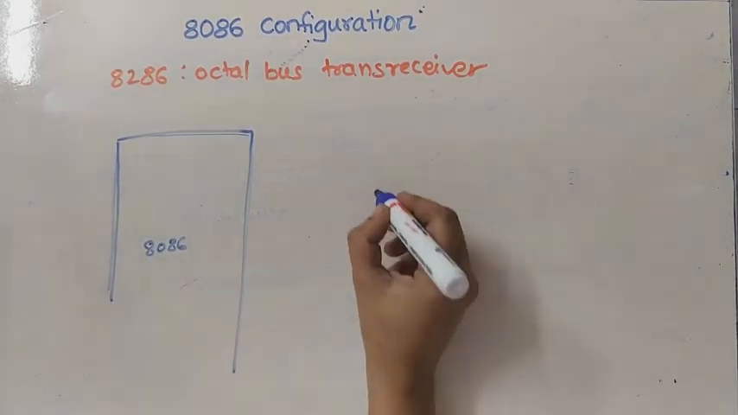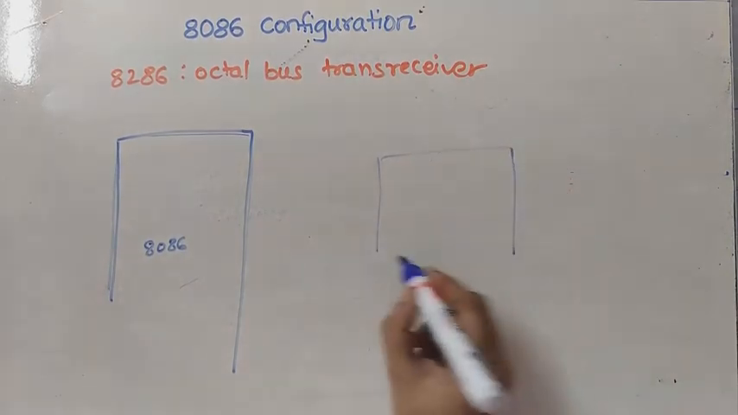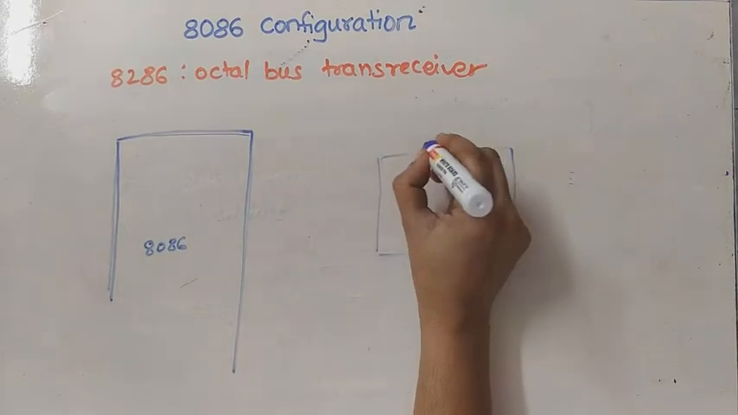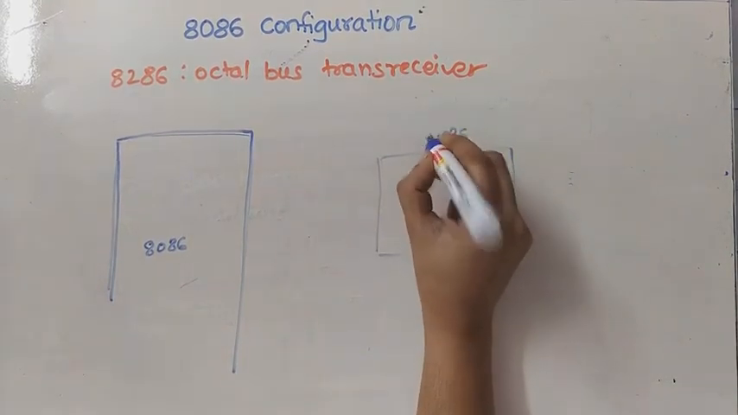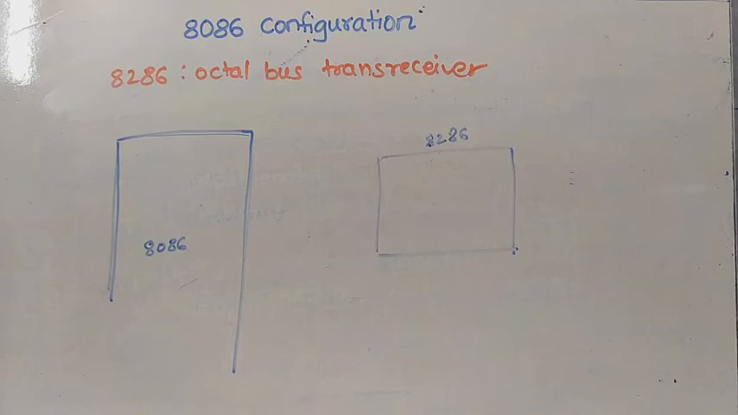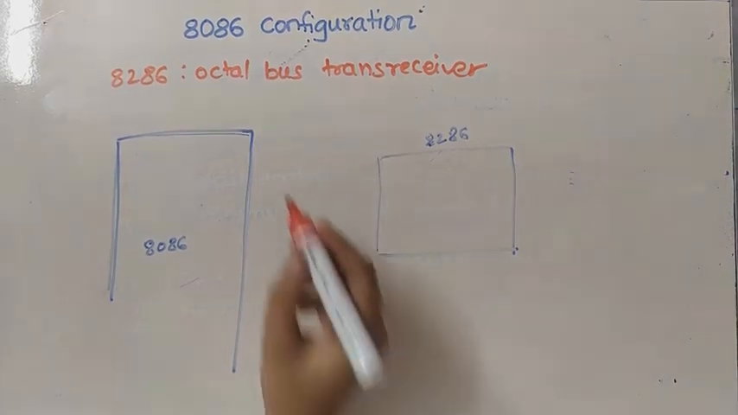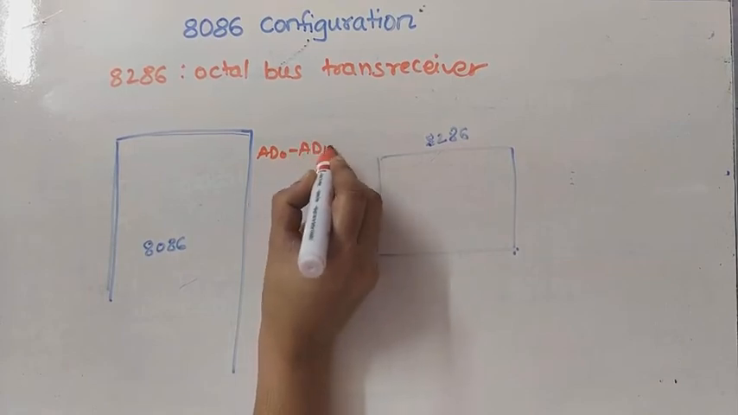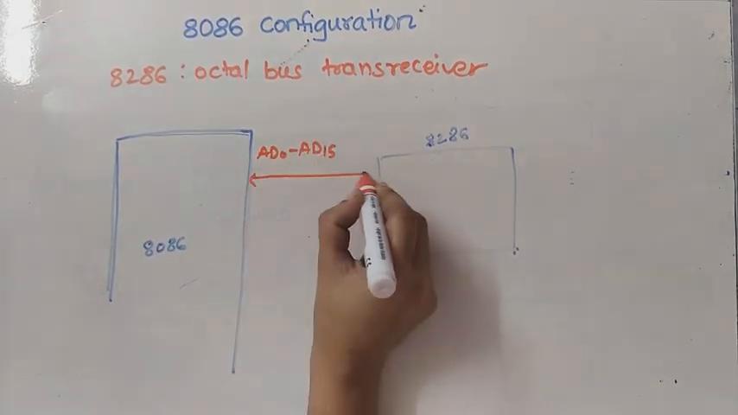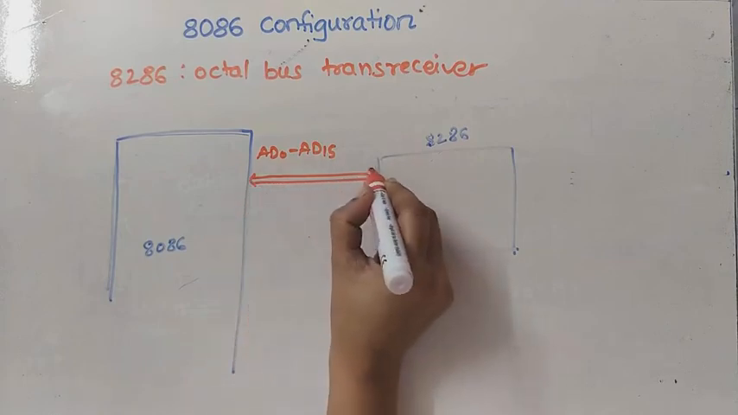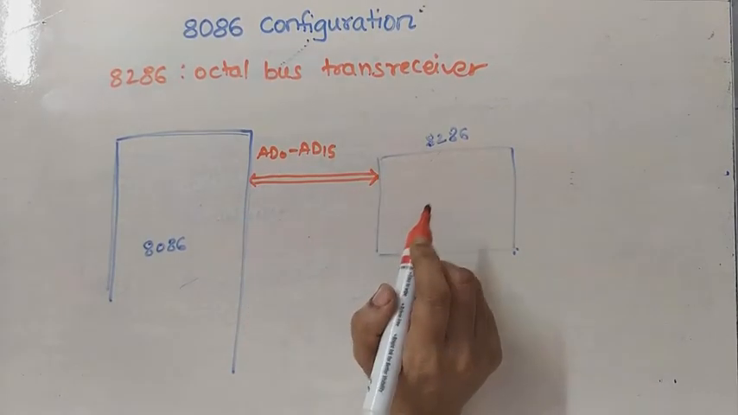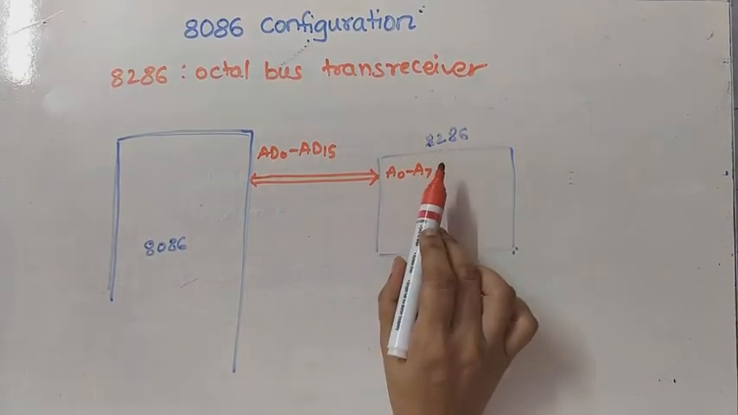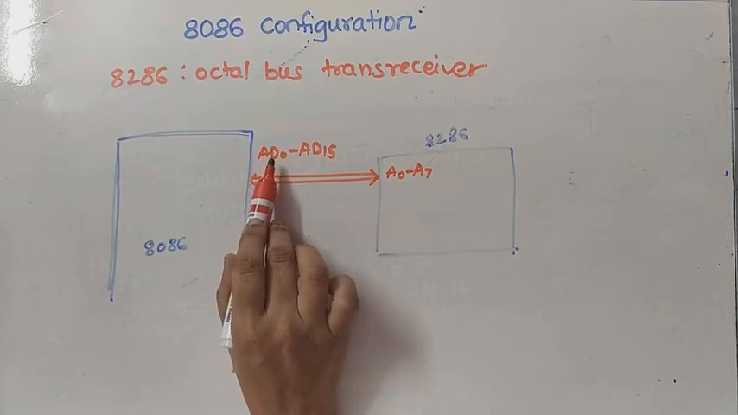And here it is, 8286. So these AD0 to AD15 pins of the microprocessor are connected with this 8286. Here, the A0 to A7 pins of 8286 are connected.